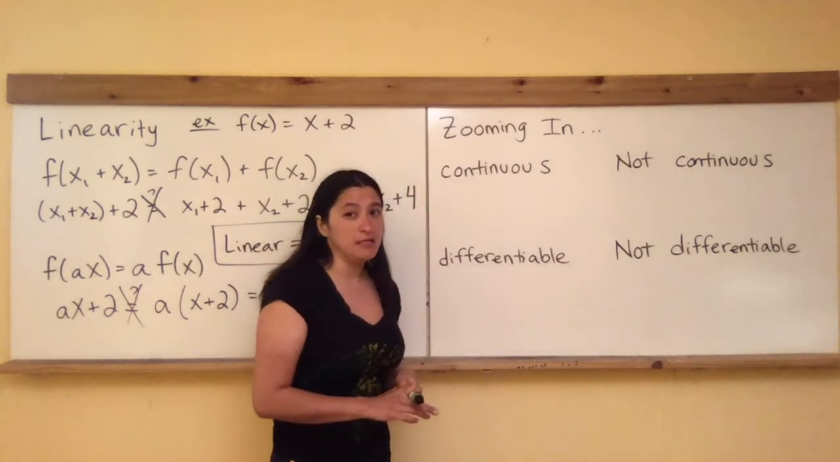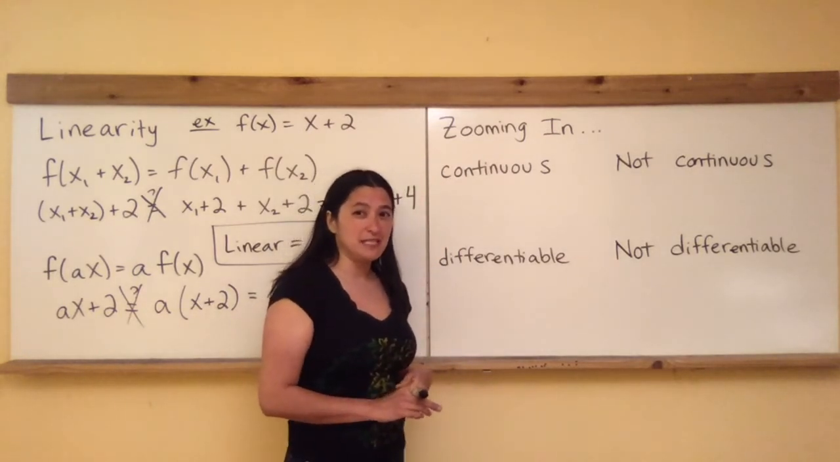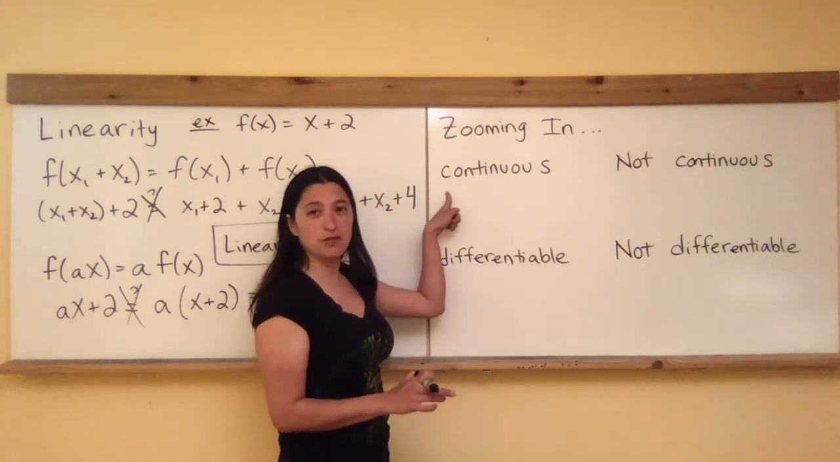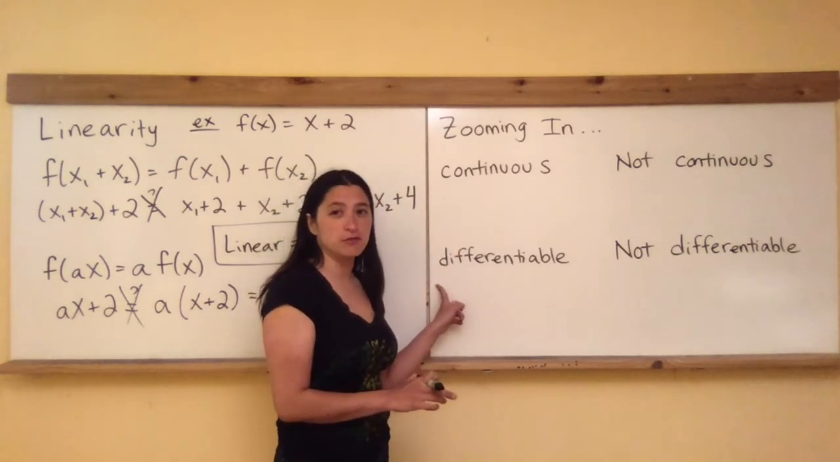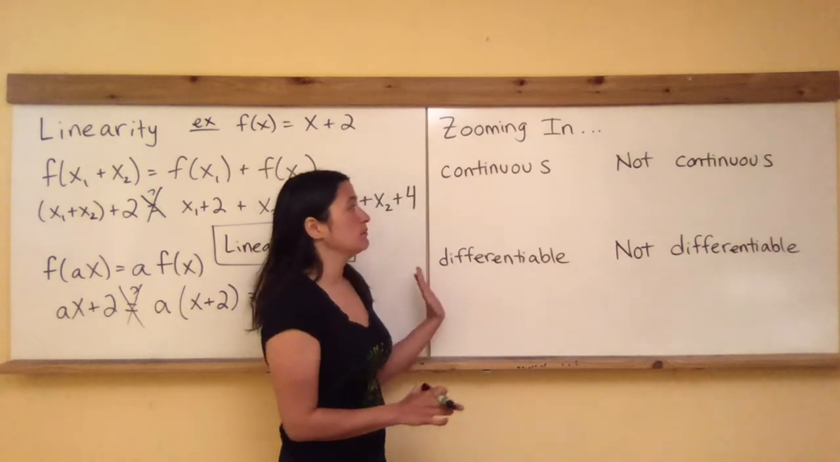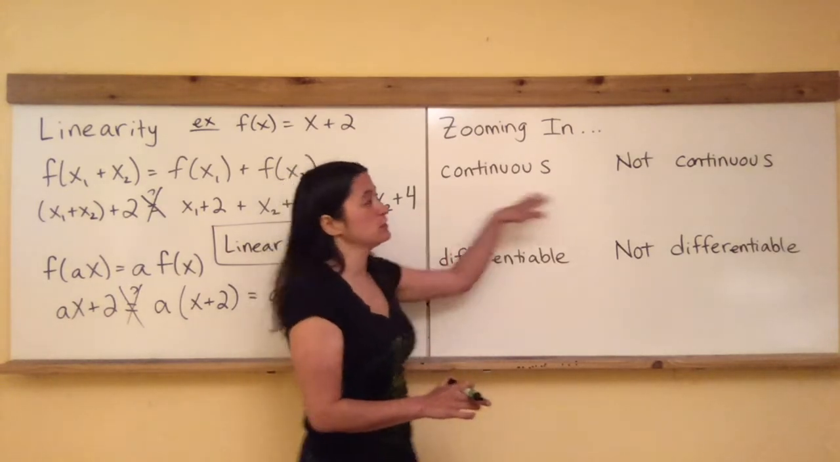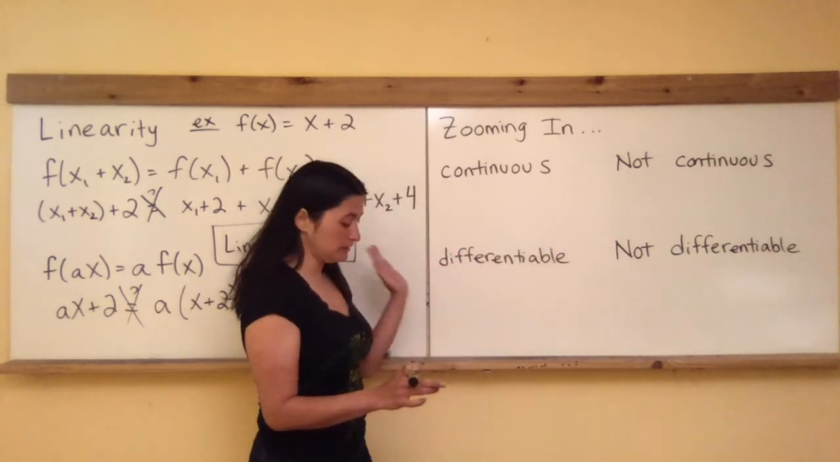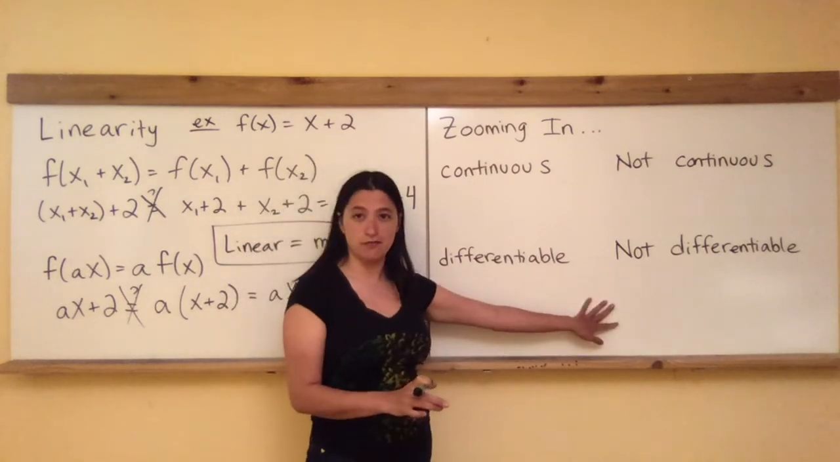But what does it really mean mathematically to be well behaved? It means that you are a continuous function and you're also a differentiable function. I'm going to show you examples of what it means to be continuous versus not continuous, and what it means to be differentiable versus not differentiable.